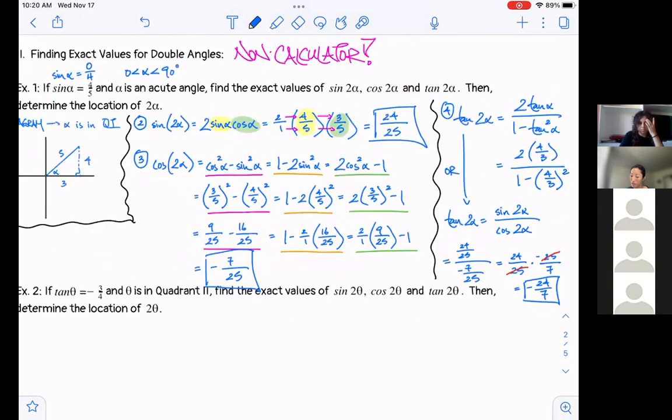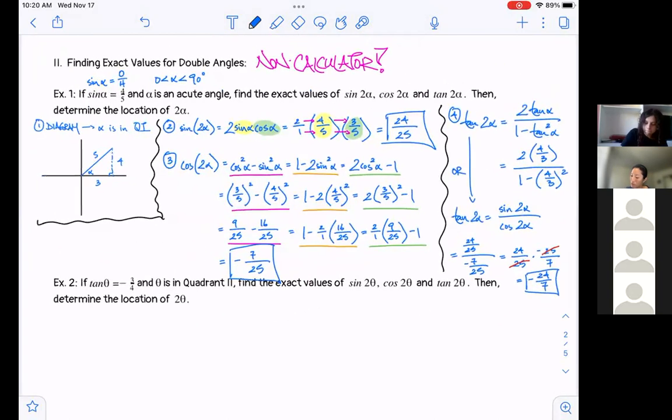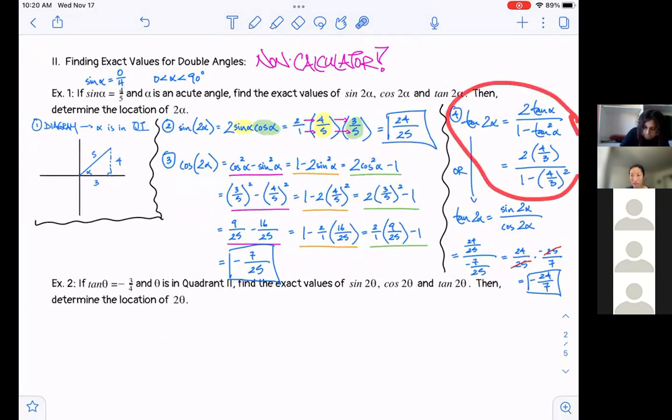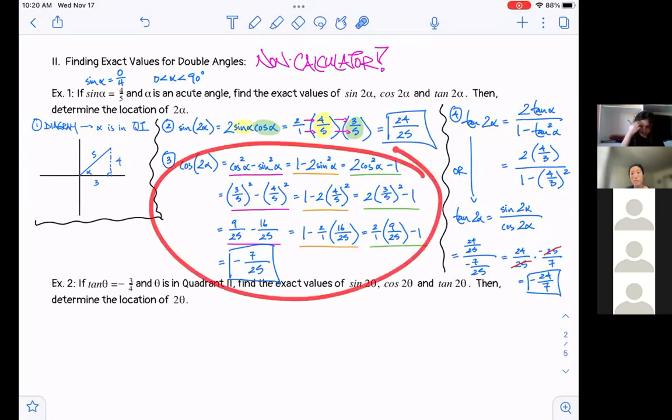Okay. If you want to do it using the identity, you should get the same answer. But if you've already put the time and effort into finding sine and cosine, why not use your work to find the tangent one? Okay. I know this looks like a lot of writing, but remember, for cosine, you just need to pick one of them. And for tangent, you just need to pick one of them. You don't need to show all three. You don't need to show all two, just one of them. Okay.